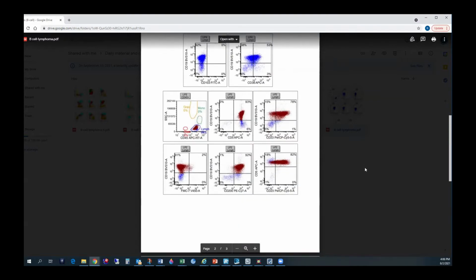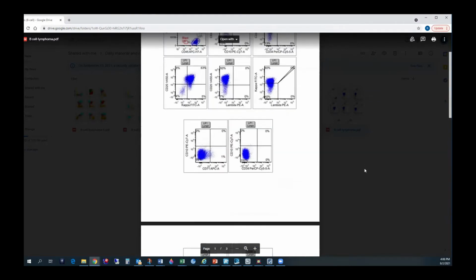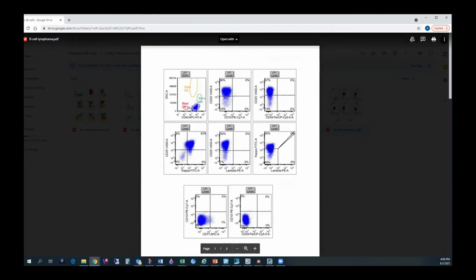Okay. All right. So this is a lymph node. So then SLL, CLL. Yeah, CLL, SLL. So one clue is if you see in the CD45 versus side scatter, you don't see any granulocytes or anything else. You only see the lymphocytes.